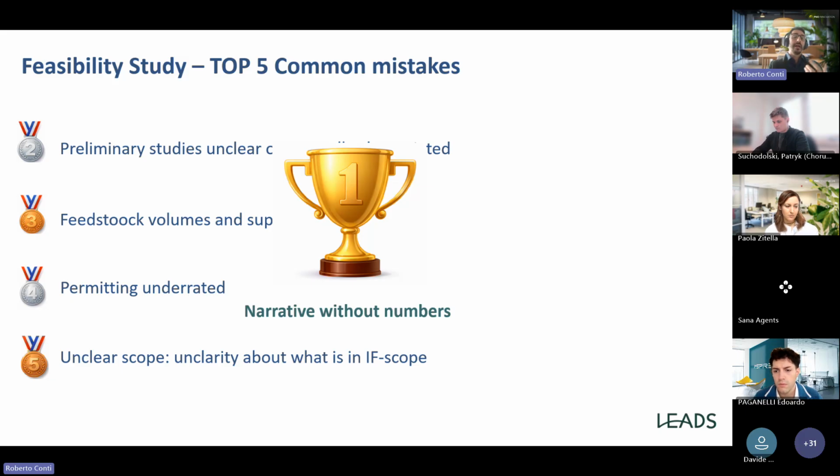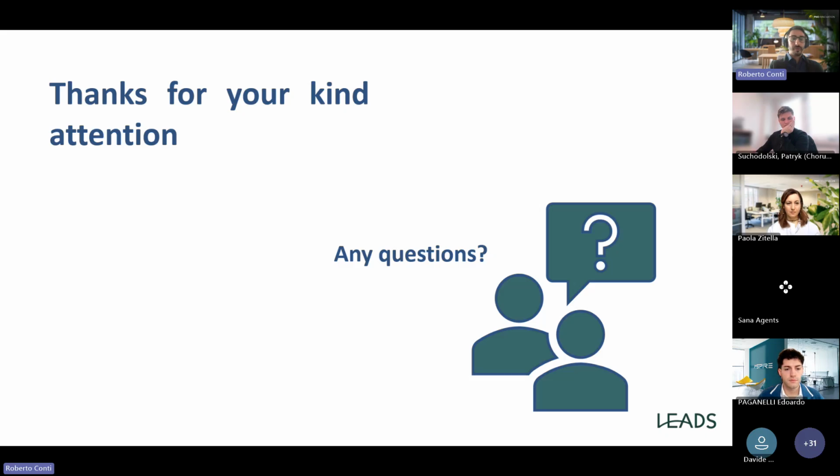But the number one of the common mistakes is the narrative without numbers. So don't forget to make a narrative with strong numbers with quantitative assumptions. That's the most important thing. I conclude my presentation. Thanks for your kind attention, and now we are ready for any question if you have.